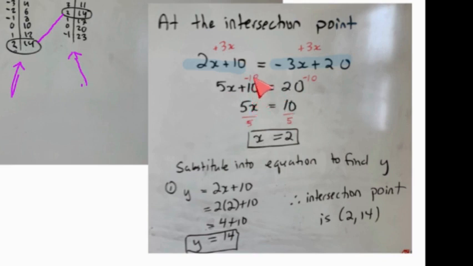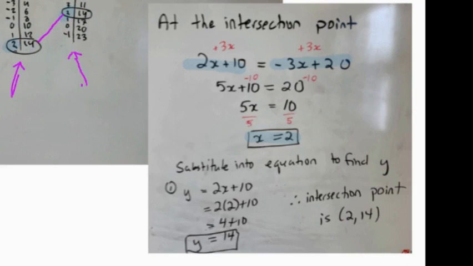Now we can subtract 10 from both sides. It's getting nice and simple now. Dividing both sides by 5, we get x equals 2. So now we have solved for the x coordinate of the intersection point, and that does in fact match what we saw over here in the table.